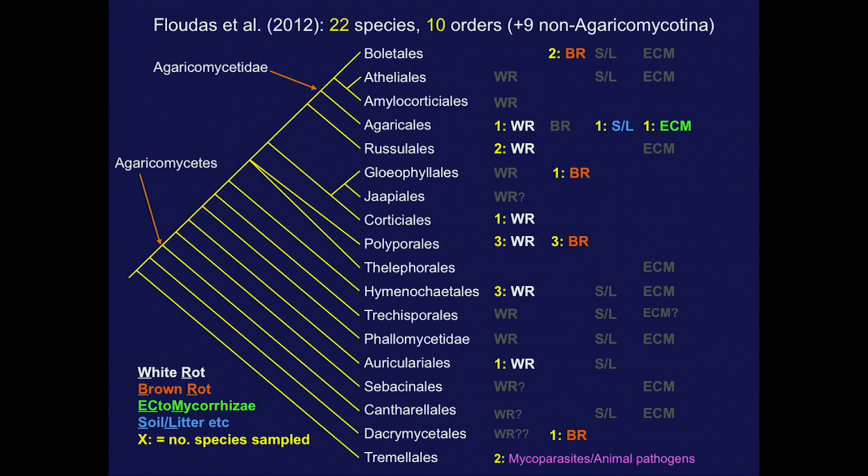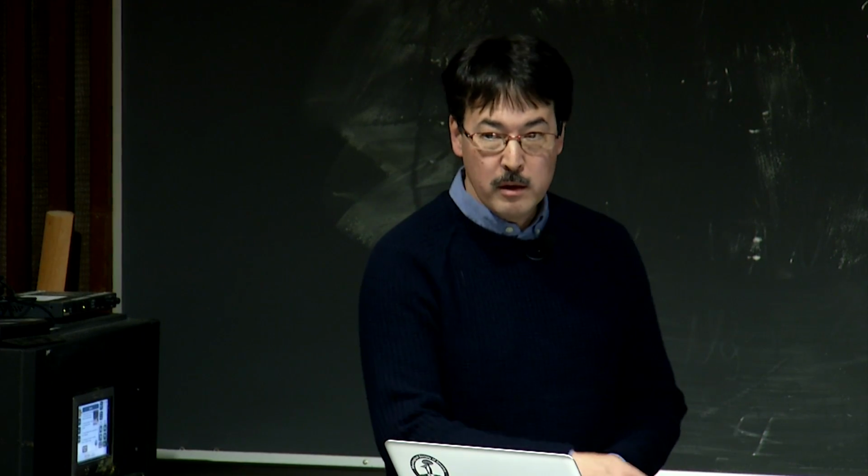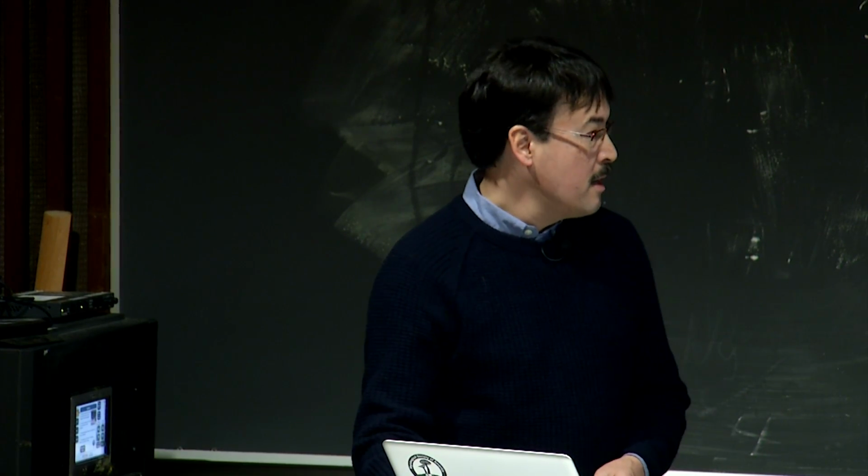22 species and 10 orders of Agaricomycotina, the Agaricomycetes, and then a bunch of fungi from outside of that group. And we tried to sample white and brown rot across as many clades as we could. But from the gray letters, you can see that there's a lot we didn't get to.